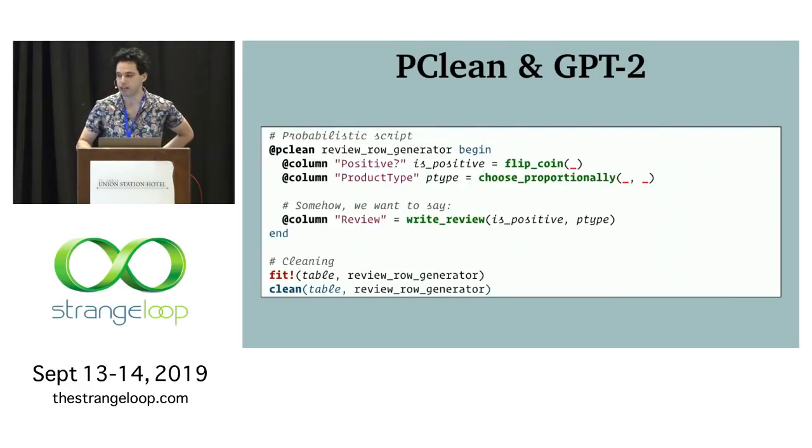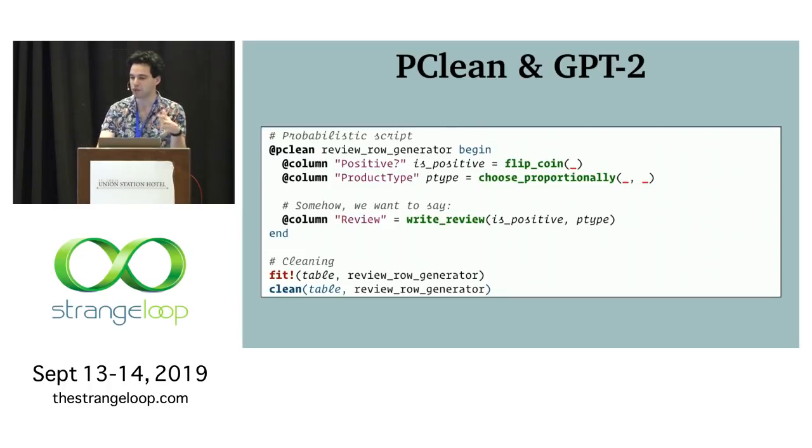So what we can do is write a Pclean script that says, okay, here's how the data is generated. First, we flip a coin. I don't know what the weight is to determine whether we're going to write a positive or negative review. And I don't know the weight because maybe people are more positive or more negative in general as a whole. Let's not assume anything by writing 0.5 or something like that. Then we're going to choose a product type, and we'll just learn what product types exist by looking at the table itself. And we'll learn what proportion they occur in.